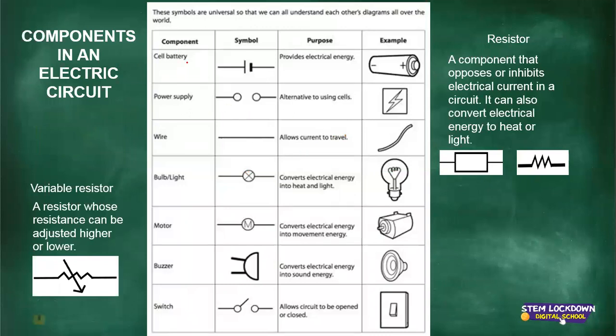Now remember that I told you the main difference between a cell and a battery, for exam purposes: a cell is a single unit and a battery is a combination of cells, but this is how they refer to the symbol of a cell. But in ordinary life, what we call a cell is actually a battery. Okay, this is what it is. And then you get different types. So a battery provides electrical energy.